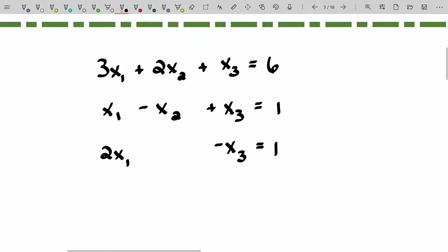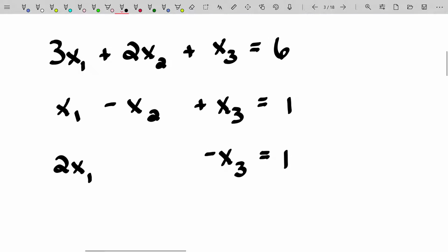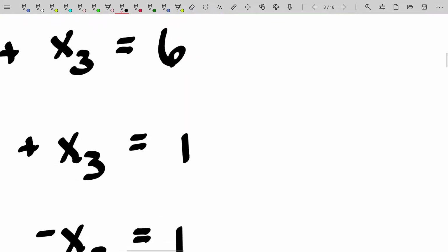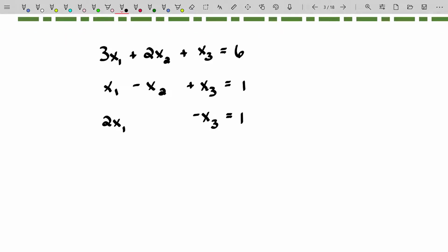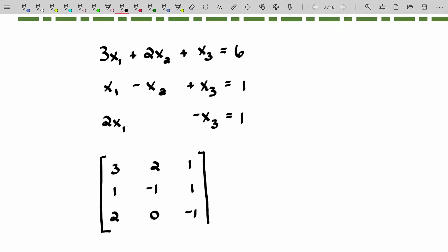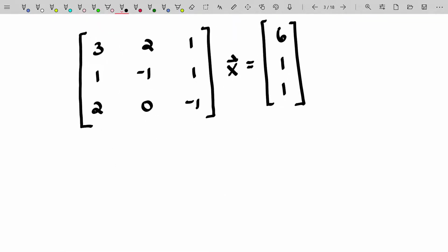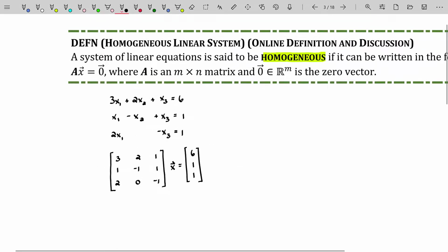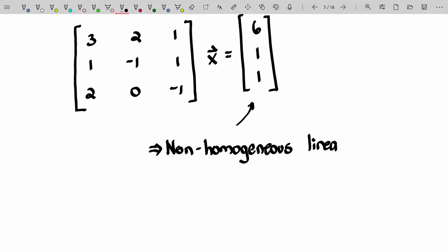So for an example, just to show you the impact of this, you could probably agree with me that the right-hand side of each of these equations is non-zero. So when I write this as a matrix equation, I hope you would agree that this matrix equation does not have a zero right-hand side. That is, this is not a homogeneous linear system. In fact, what we would say is this is non-homogeneous.